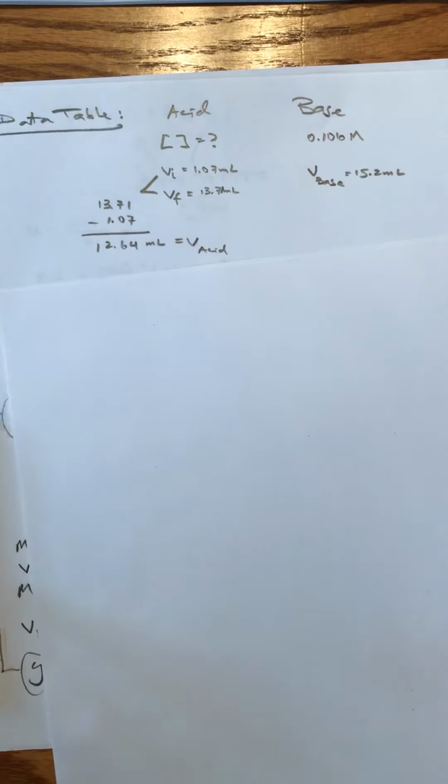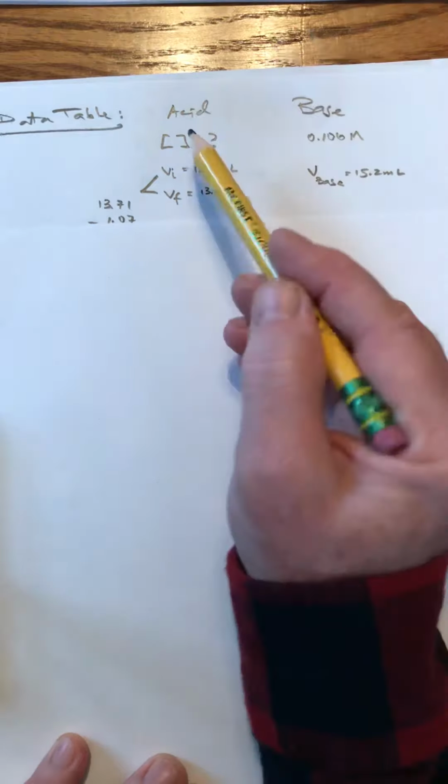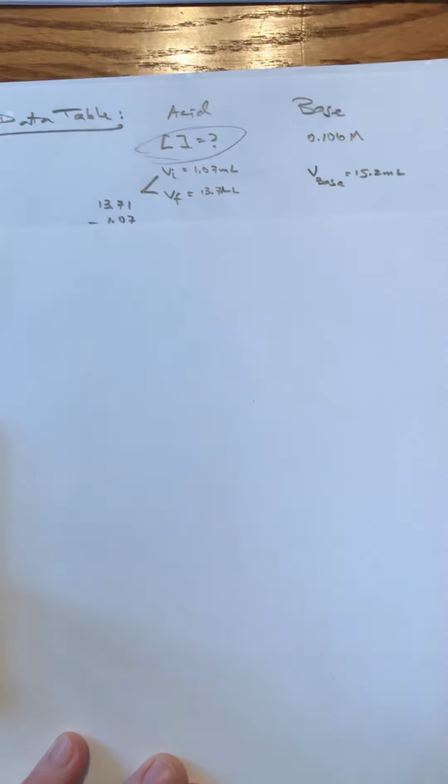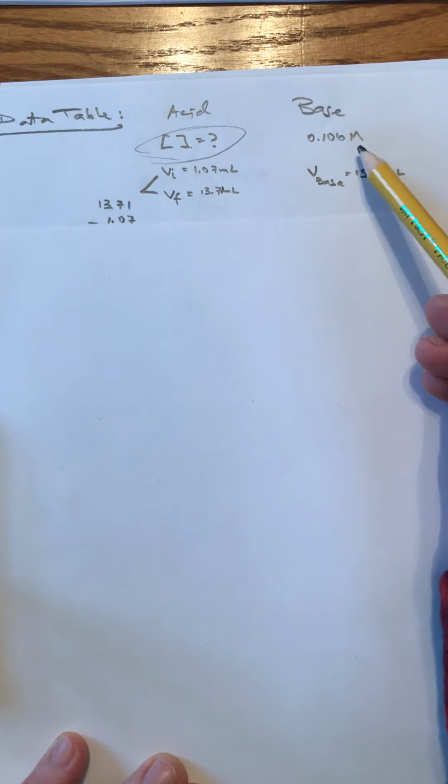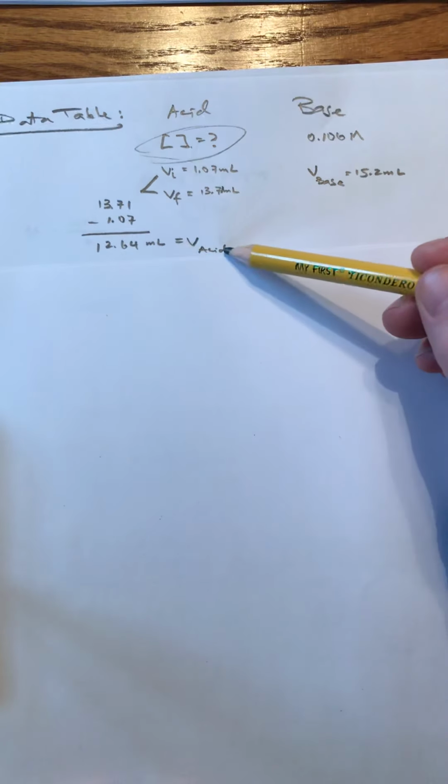So let's summarize. You've got some acid, you've got some base. You don't know the concentration of your acid, that's what you're trying to figure out. You know the base is 0.106 molar. You know the initial volume and the final volume of the base, you subtract, and you know the volume of the base you dispensed. You previously measured the volume of the acid.